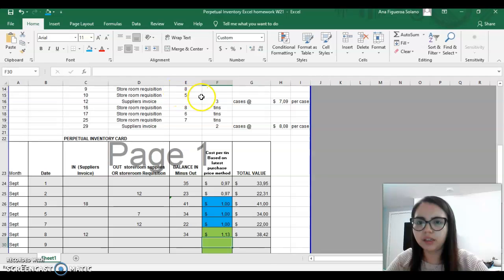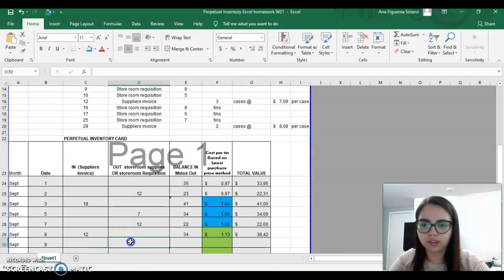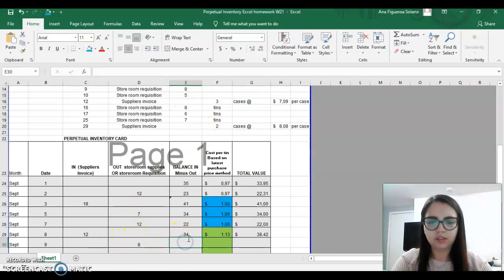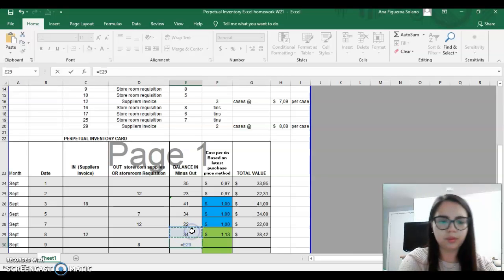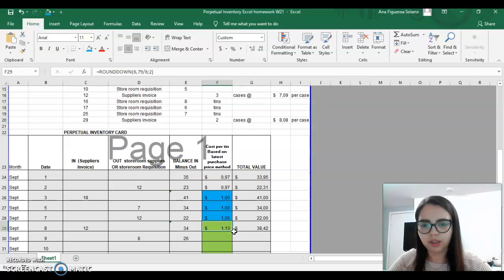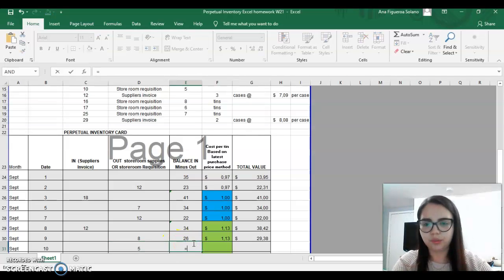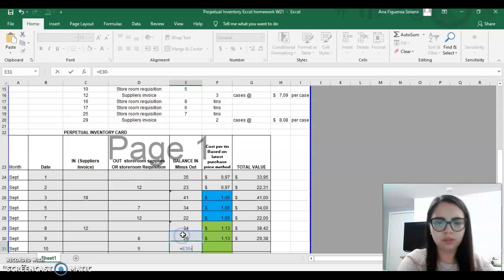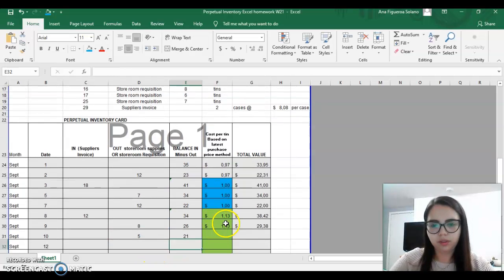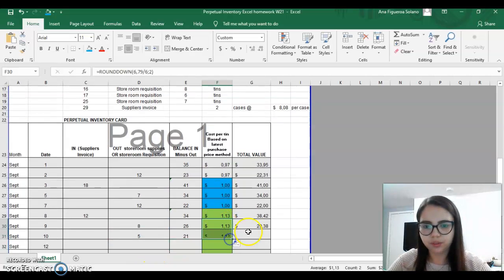For September the 9th, we have a requisition of 8 cans or tins. So we're going to subtract them from here. And we can actually autofill here and also autofill here. For September 10, we have a requisition of 5. So again, they're going out, so we have to subtract them. And also autofill.